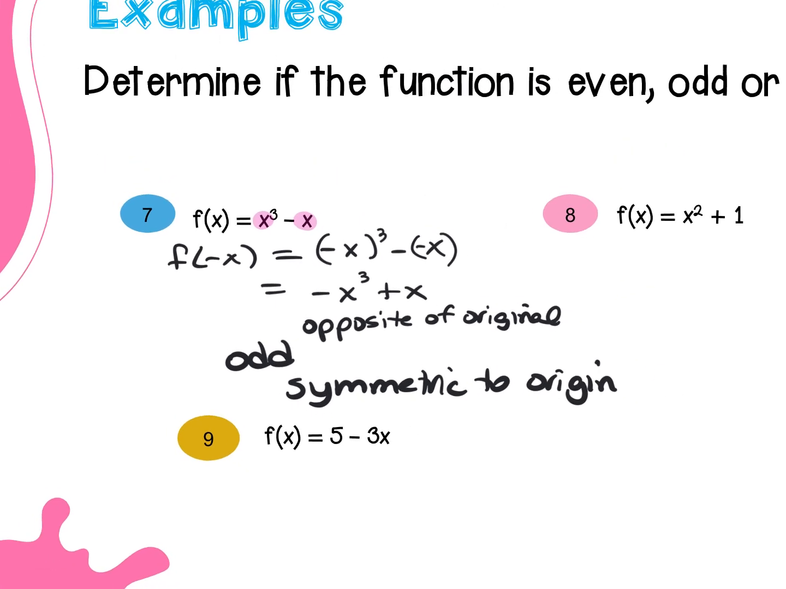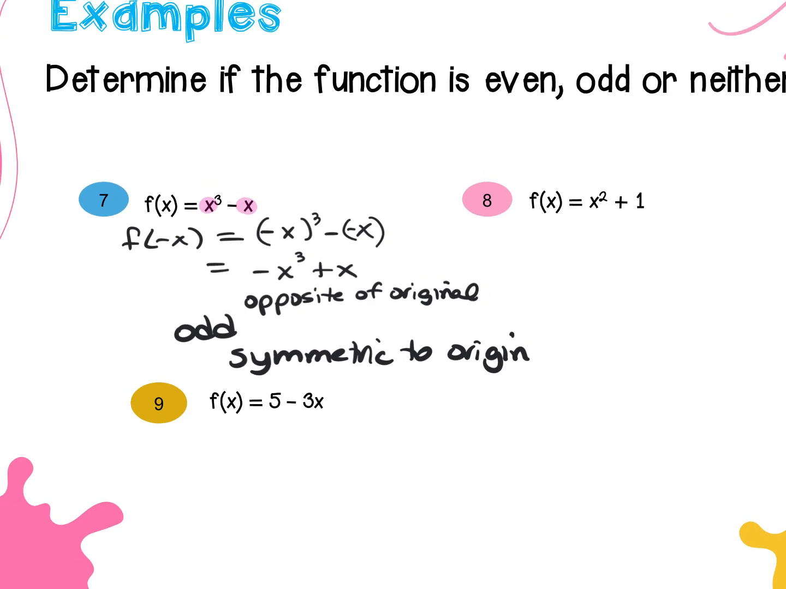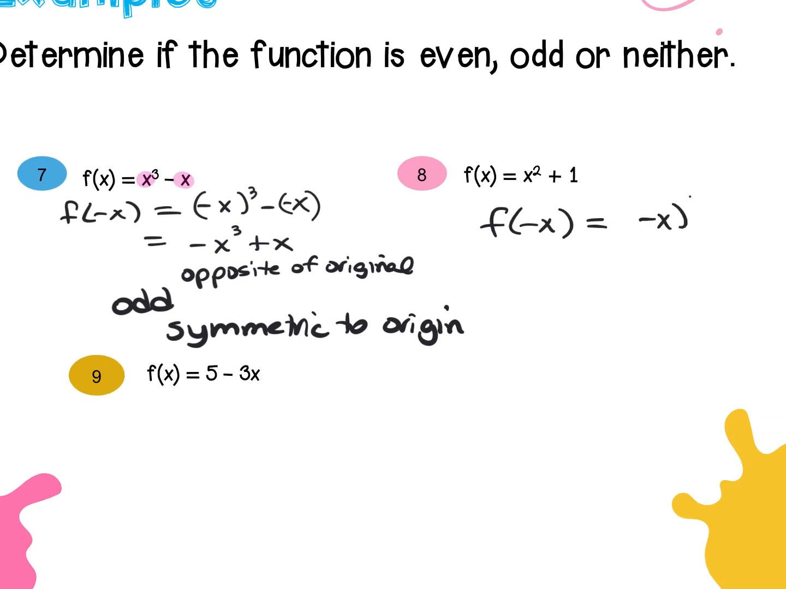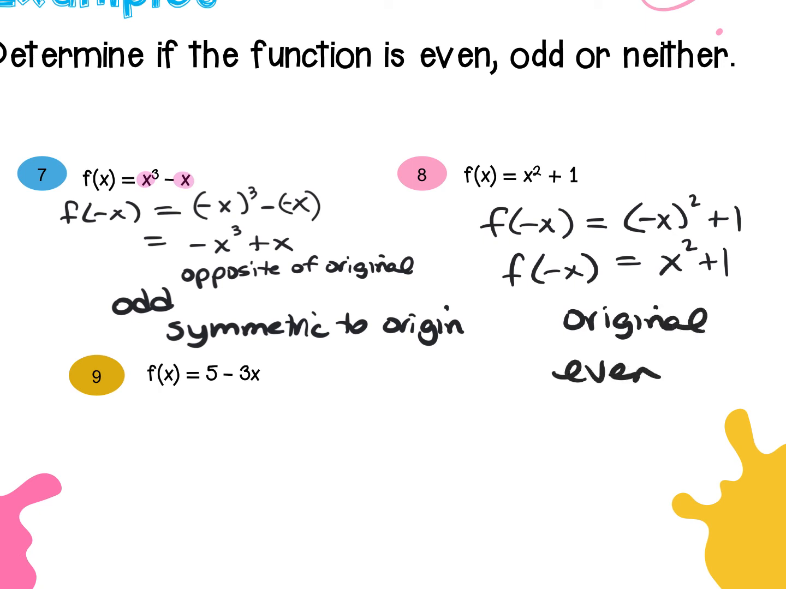For number 8, I'm doing exactly the same thing, and then I'm going to simplify it. So I'm plugging in a -x every place that I see x. So -x, and I have to square it. Once I simplify that, it turns positive, and notice it went back to the original. So because it went back to the original, it is an even function, and you're going to say that it's symmetric to the y-axis.